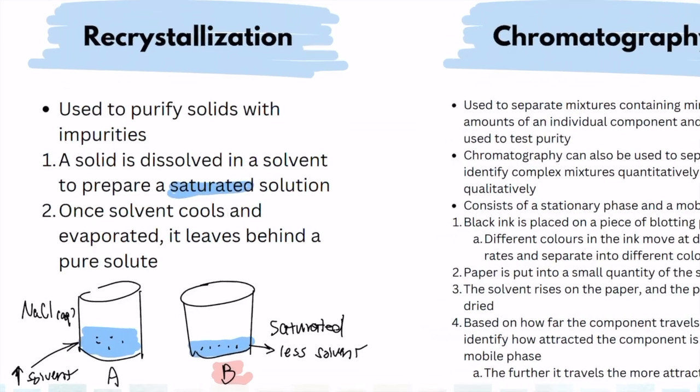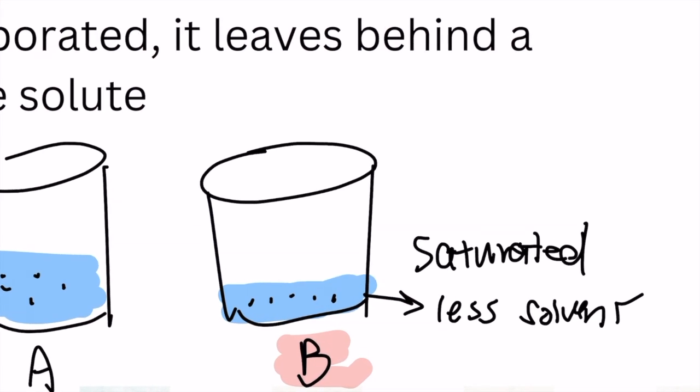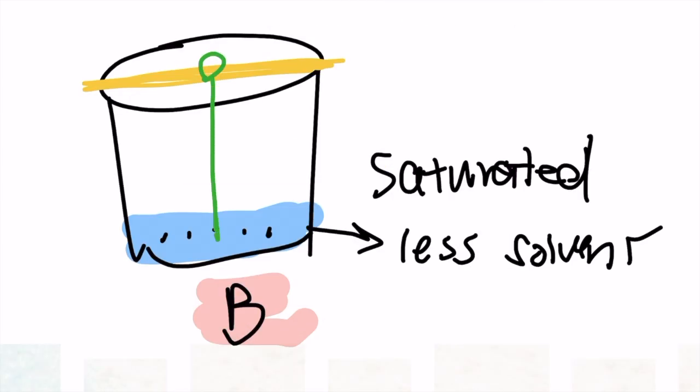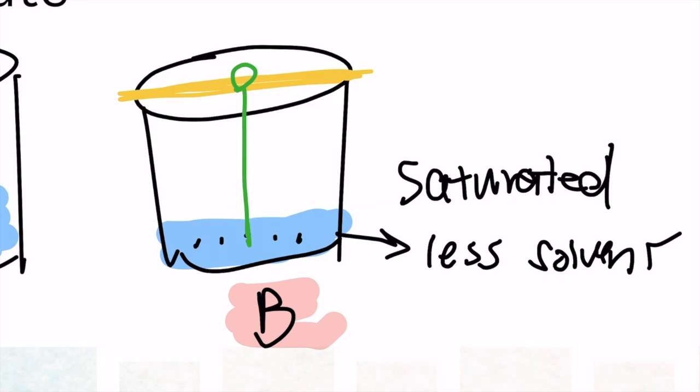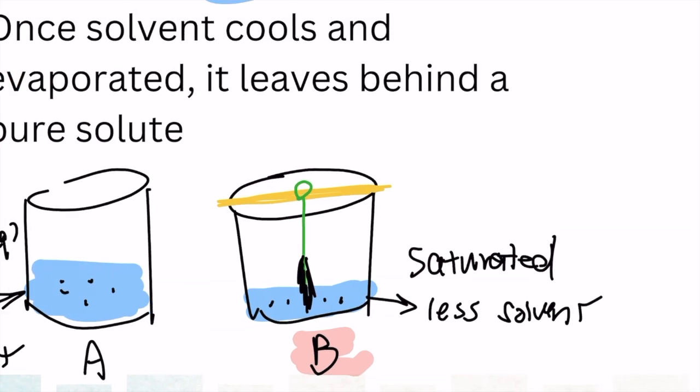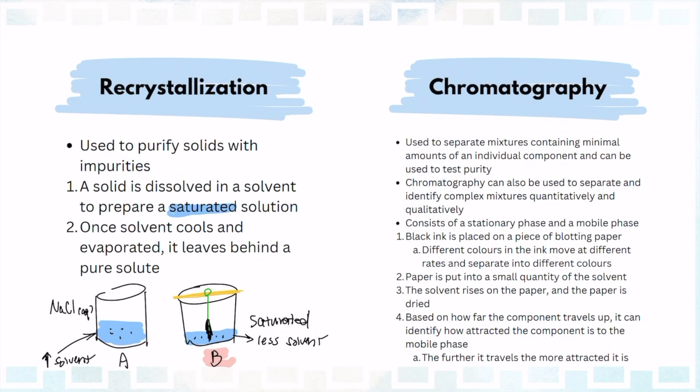Maybe, you guys in primary school, maybe you've done this experiment where you put a toothpick or a skewer, and then you have a string here, and you leave it there for a few days, and then you will find that you have crystals. That is sort of what recrystallization is. It leaves behind a pure solute by boiling it in a solvent and leaving it there.